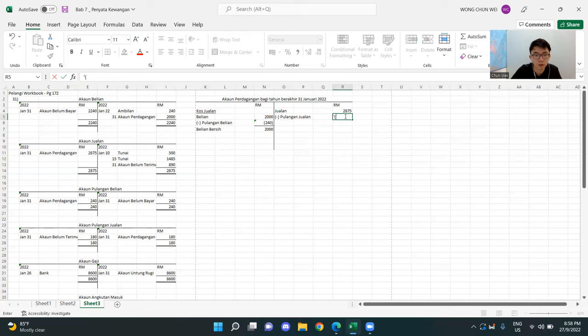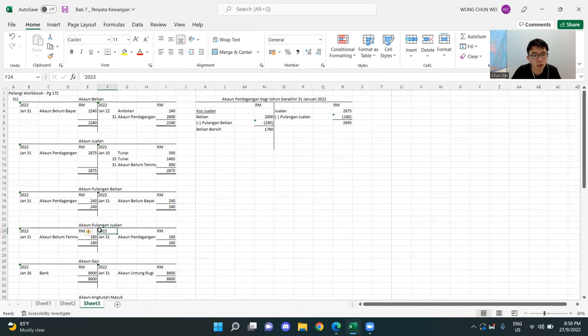Pulangan jualan, how much? Here 180, minus 180. So what you get, this amount is actually this one. Hey, sorry, I think I got something wrong. This one is the wrong figure. This one minus 240, you get 1760. So this is your jualan bersih. Okay, but then you don't put it here first. You just put it like that first.